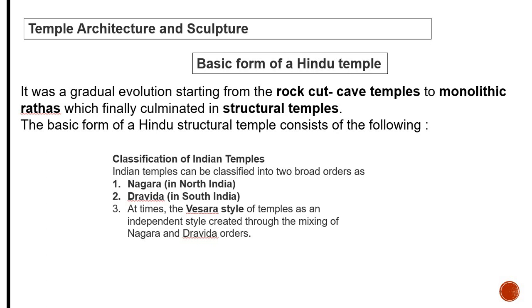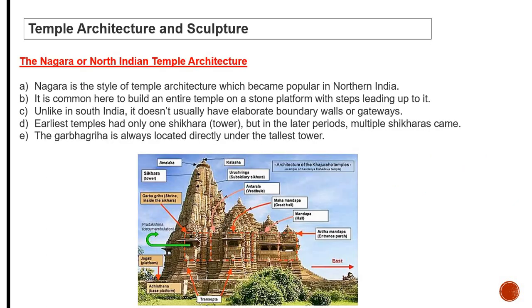Now there are three types of Indian temples. First is known as Nagar style, second is known as Dravid style, third is known as Vesar style. Vesar style is simply the combination of Nagar plus Dravid temple architecture. Nagar style temple architecture is built in North India, whereas Dravid style temple architecture is built in South India. Nagar is the style of temple architecture which became popular in North India.